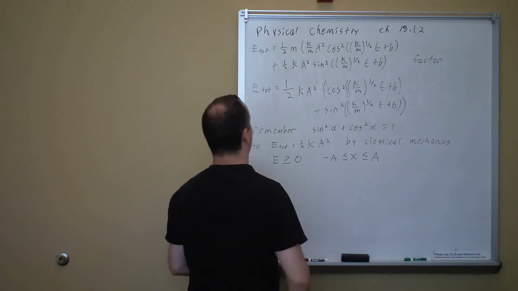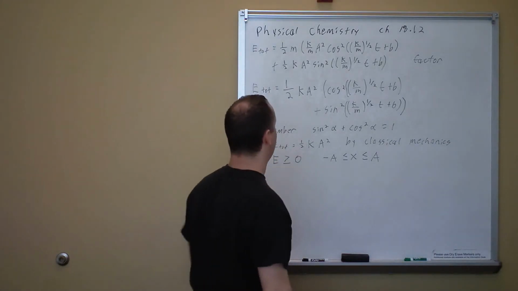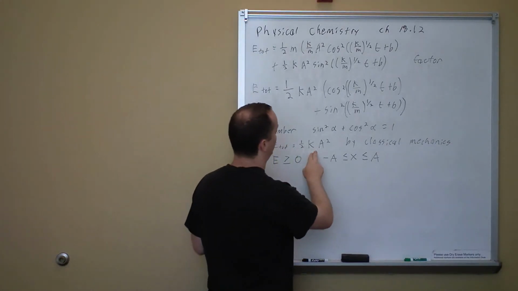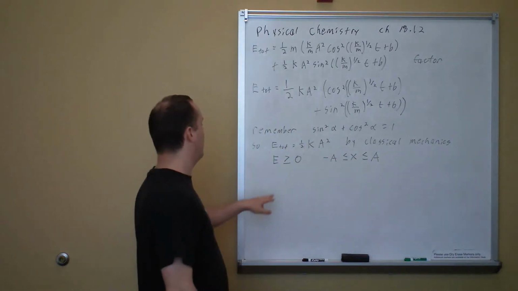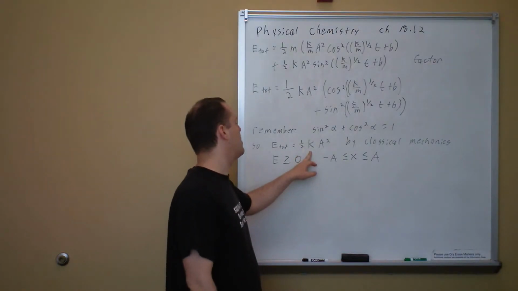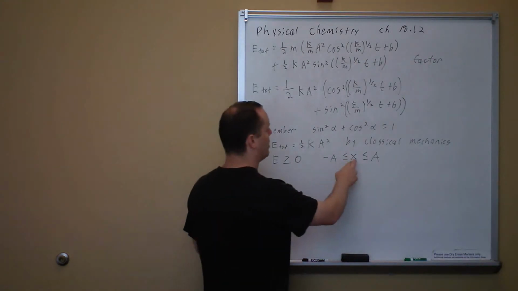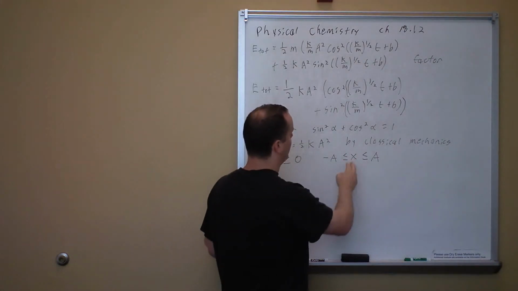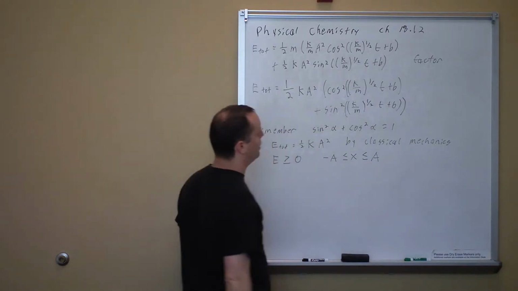So this just simplifies to the total energy of that system, our one-dimensional harmonic oscillator, is equal to 1/2 times k times a squared. That's by classical mechanics. Now we know the energy is greater than or equal to 0. K is obviously going to have to be positive, and a squared is going to be positive. We're talking about real numbers here. And then, of course, your x position is always going to be greater than or equal to minus a and less than or equal to plus a.